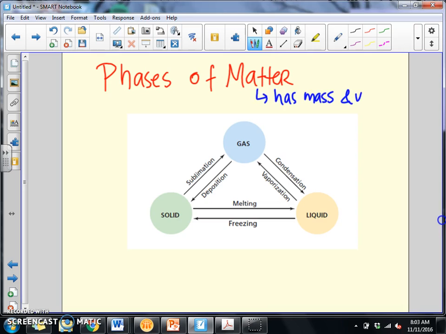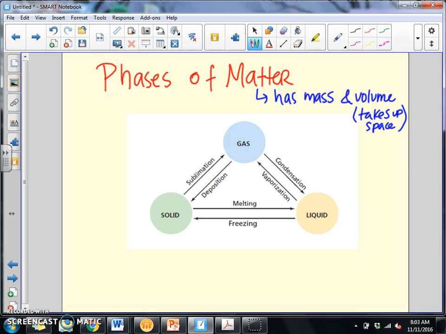Matter is anything that has mass and volume. Now, volume, another way you could say it is takes up space. Okay? So anything that has mass and takes up space. Now, you have mass and you take up space, which means you matter.